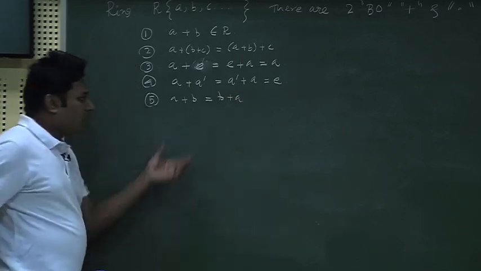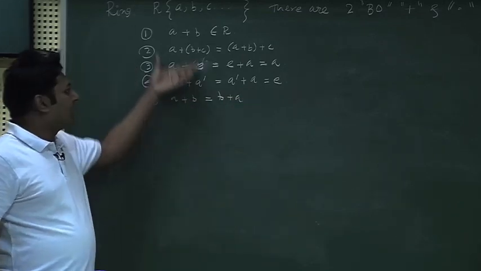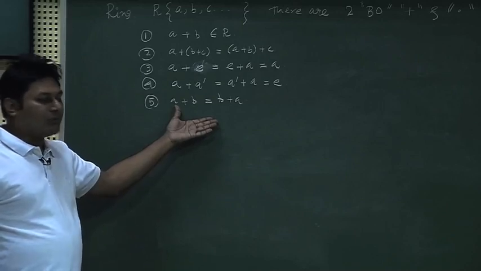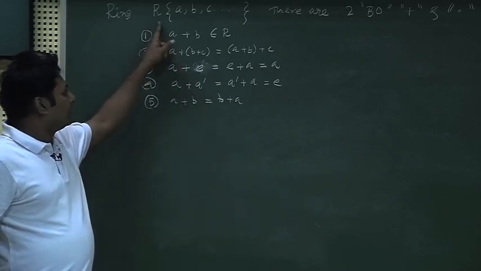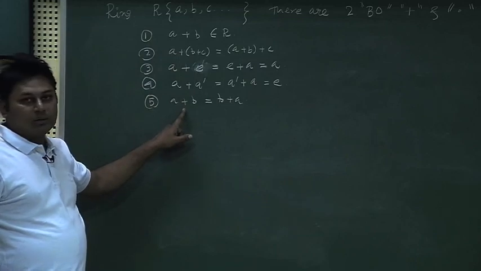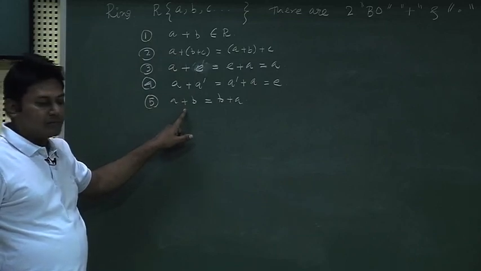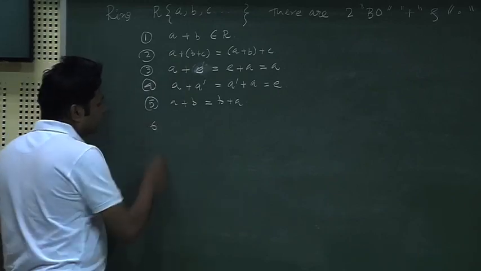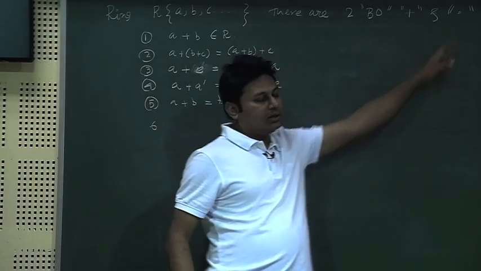So essentially what I am doing is writing all the properties that a group needs. So R forms a group with this plus operation. This plus binary operation forms a group. What about the other operation, because the dot is also there?